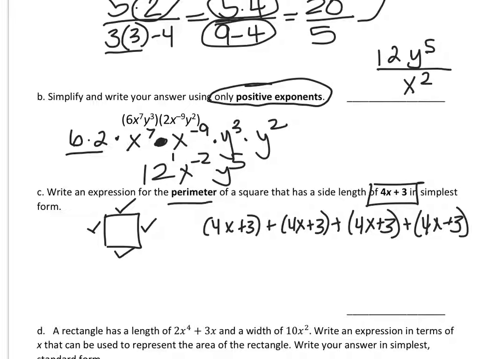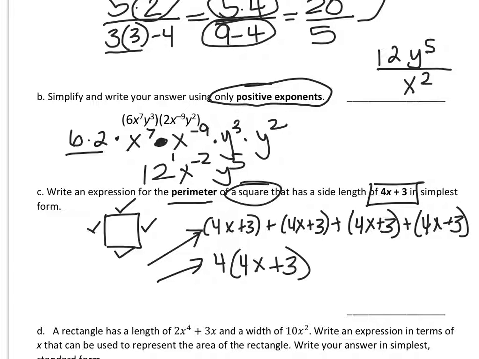Many of you did this because you know in a square all sides are equal. You just did 4 times 4x plus 3. I don't care which method you used. Both is correct. Now those of you, all of these were worth 2 points. Those of you that put this or this on your answer blank got 1 out of 2. And that's because it's not in most simplest form and the directions say write your answer in simplest form.